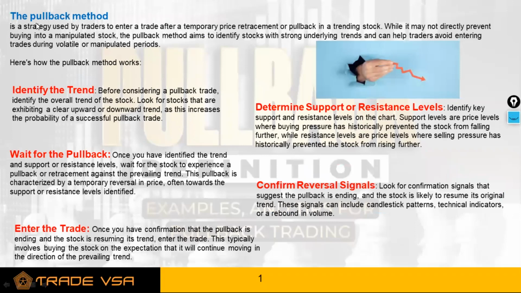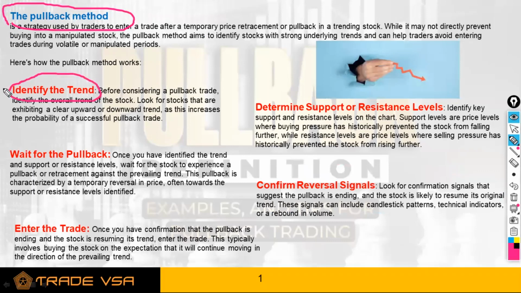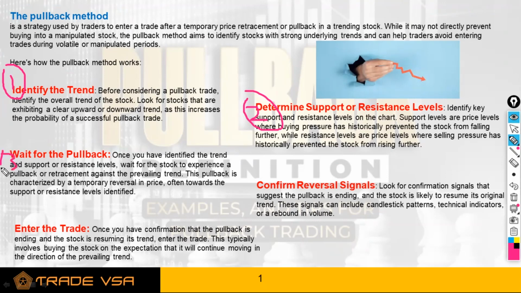We will also discuss how the entire pullback method is run. Last time we focused on pattern, but this time we will focus on step-by-step identification of the trend. The first is identifying the trend. The second is the determination of support and resistance levels. The third is waiting for the pullback to come and confirming the reversal signals. That means the pullback is complete, and you can enter a trade.